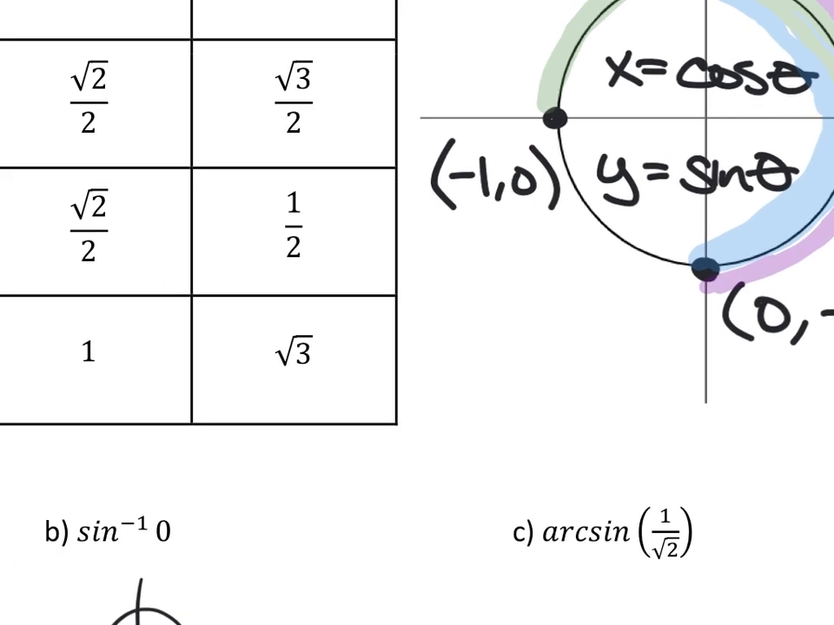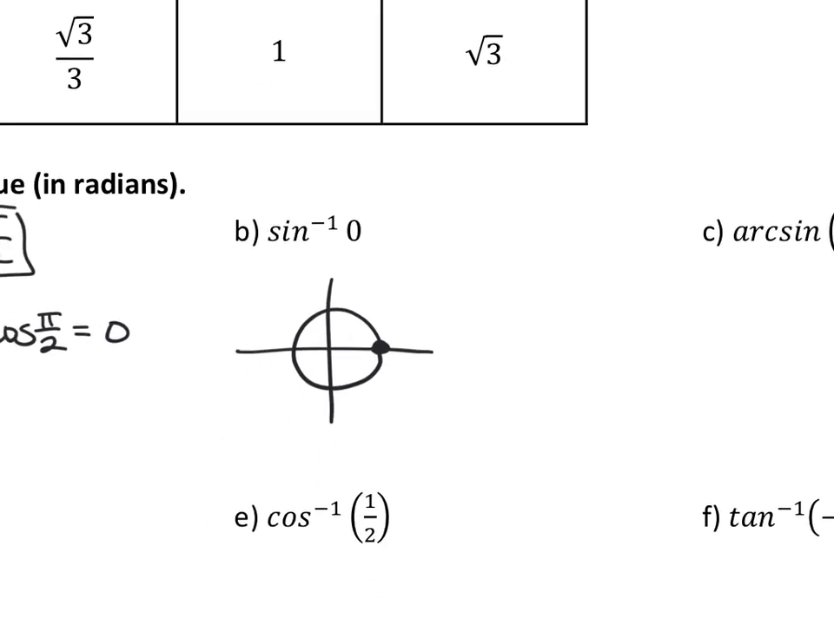Okay, great. So we have 2 places where sine is equal to 0, but inverse sine is only defined on one of those 2 places. Which one? Because sine is only defined from negative pi over 2 to pi over 2. There's only one option. So inverse sine of 0 is equal to 0. That is the angle measurement 0.